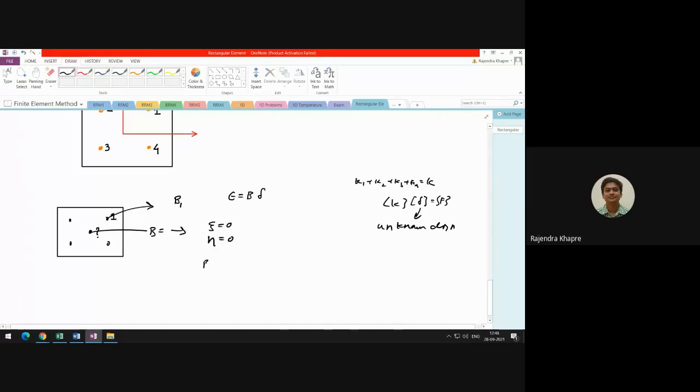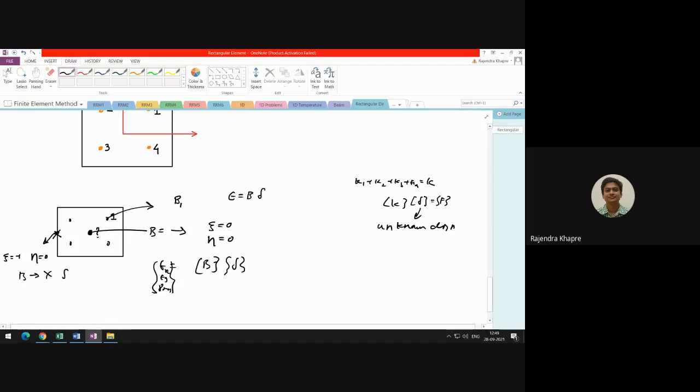Once this value of B is known, all we have to do is multiply with delta. So you are going to get the strains, and the strain has three components: epsilon x, epsilon y, and gamma xy. So for getting the strains at a point, you should know the B value. For example, I want to know the strain at, let us say, this point. At this point the value of xi is -1 and the value of eta is 0. So again, if you want to know the strains at this point, first of all get the B matrix.